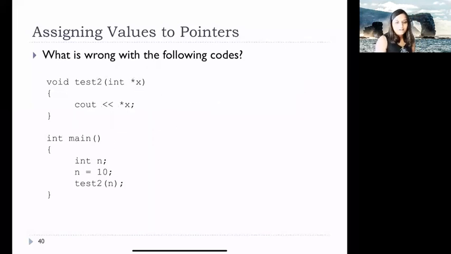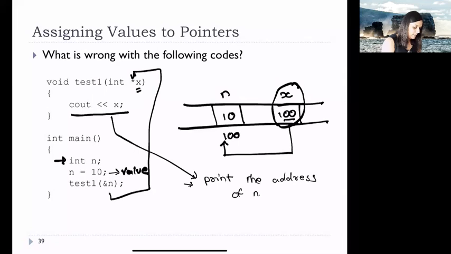How about the next example? There is something wrong with it. What's that thing that's wrong with this? Here we have corrected this, right? We are not printing x, but we are printing pointer x, and pointer x is nothing but this, right?